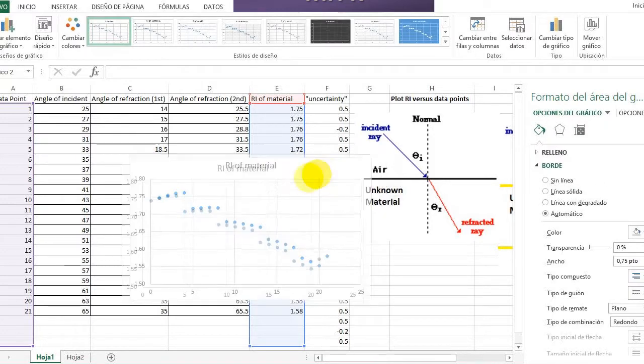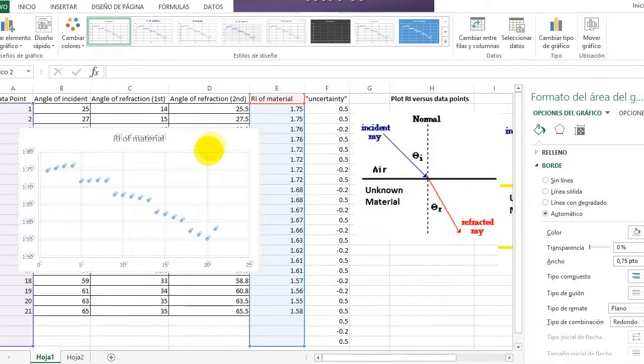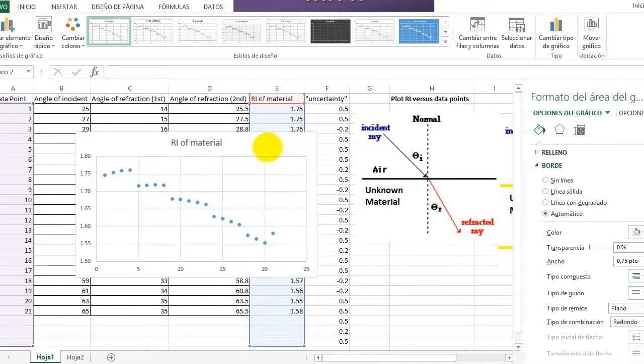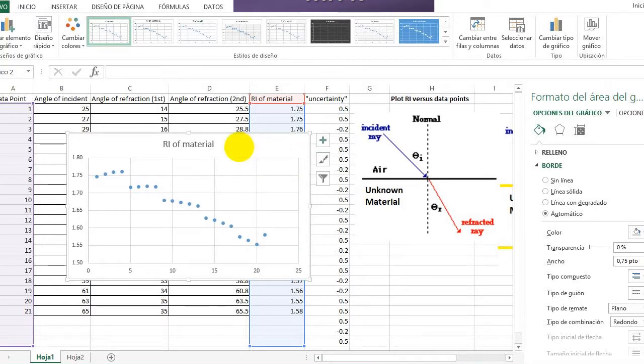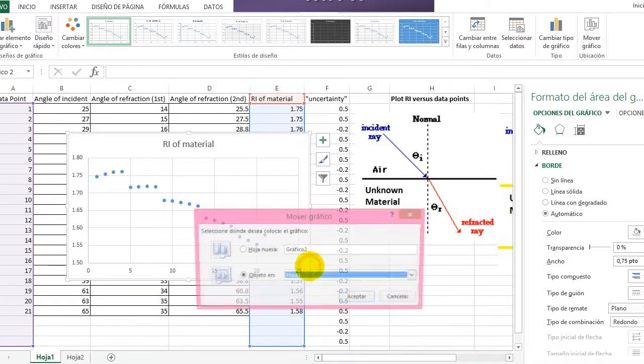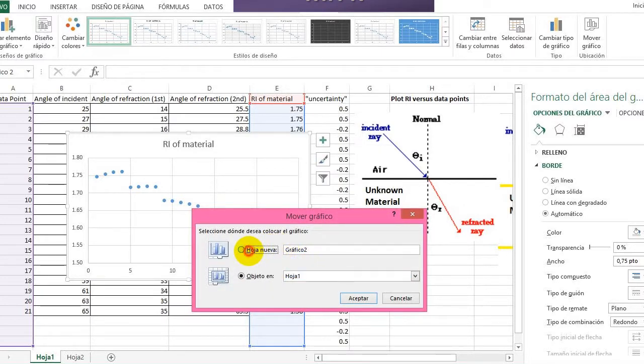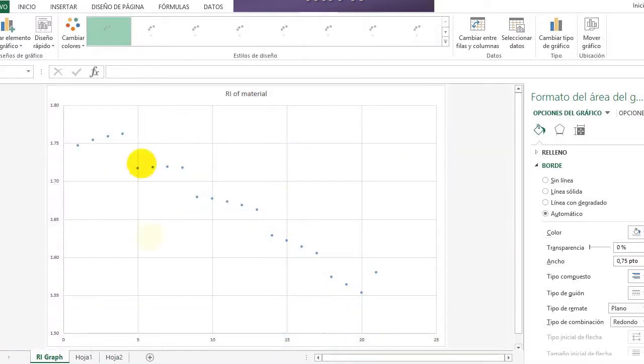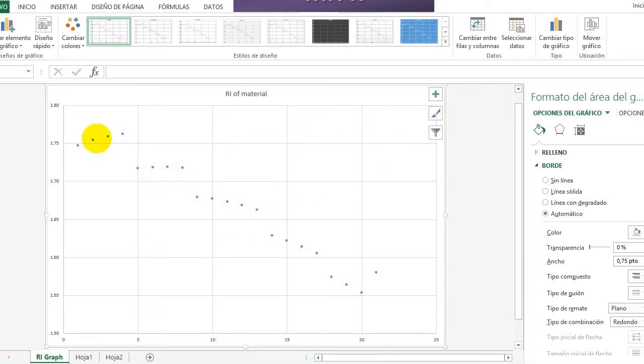And I've got my graph created. I don't like the location of the graph. I can click on it and drag it around somewhere. I'm actually going to put it on a different page. These are the different pages or sheets. So I'm going to right click on this and go to change location, or here it's move graph. So I'll move the graph to a new sheet and I'll name it something different too, refractive index graph. Hit OK, and it's now created on a new sheet.